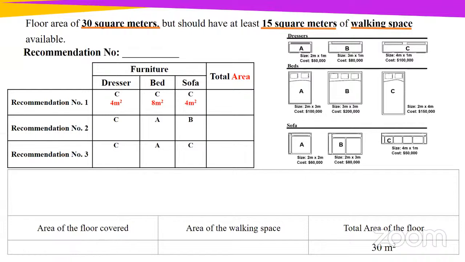Now, what would be the total area of the furniture selected if we were to use recommendation 1? What would be the total area? So let's put on our thinking caps, boys and girls, and see how quickly we can come up with the solution. In the chat, I'm seeing 16 square meters. I'm seeing 14 square meters. Okay, good job at the attempts, boys and girls.